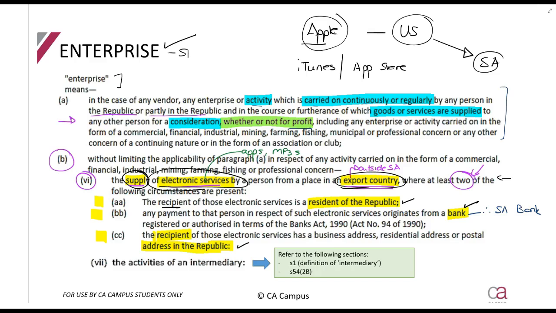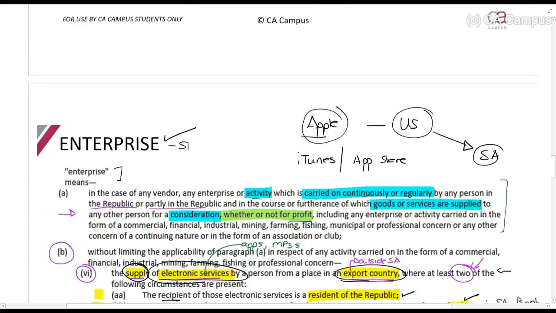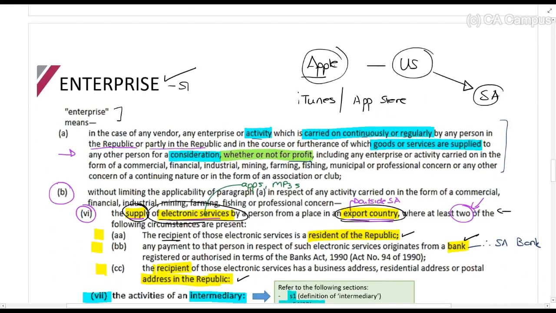Then the last one, 7, the activities of an intermediary. This is very new to the Act still. An intermediary, you'll see, is defined in Section 1, and they talk about it in Section 54 2b. An intermediary is a person. So here's Apple selling to South Africa. Right, so let's just do it like this. So Apple sells to people in South Africa.